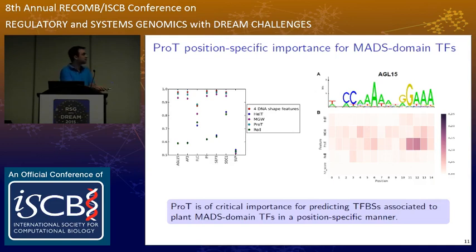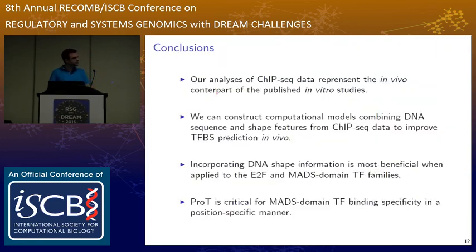And you see here the darker, the most important, that the propeller twists at some specific positions are really critical for modeling the TF binding specificity of the MATS domain TF. So to conclude, our analysis represents the in vivo counterparts of all the in vitro analyses that have been performed so far.